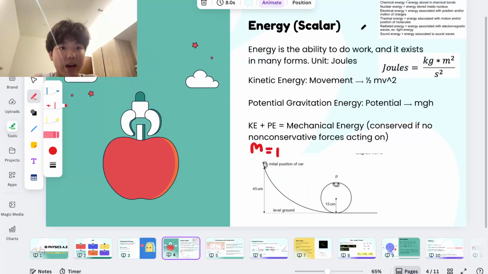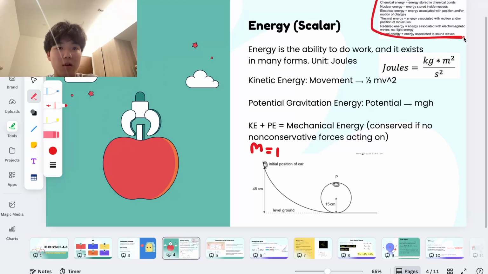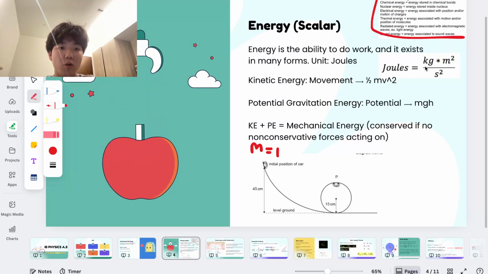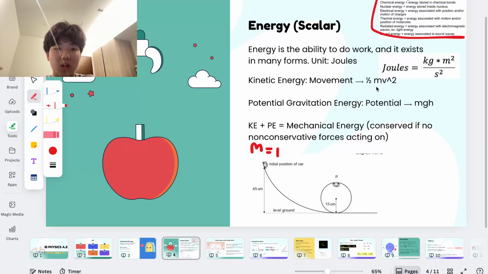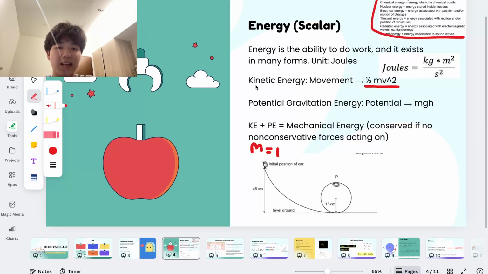So what is energy? Energy is a scalar. It's by definition the ability to do work, and it exists in many forms. Its unit is joules, and that's equal to kilograms times meters squared over second squared, and that is derived from the units for this formula: 1/2 mv squared, which represents kinetic energy.